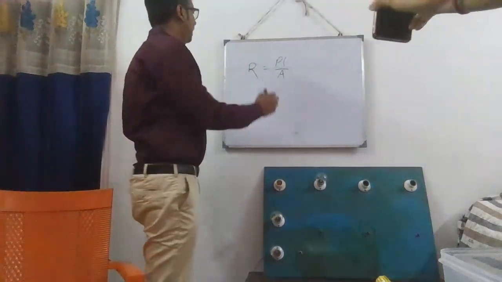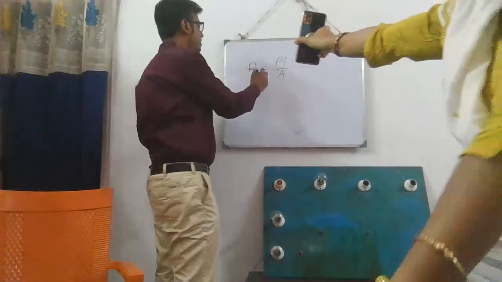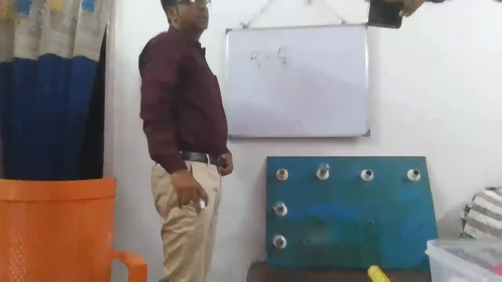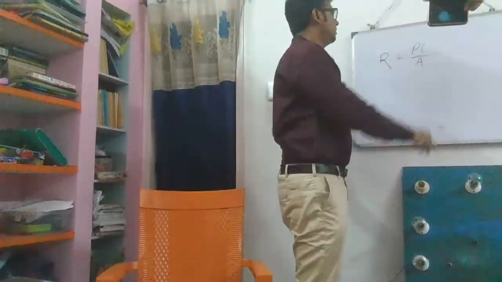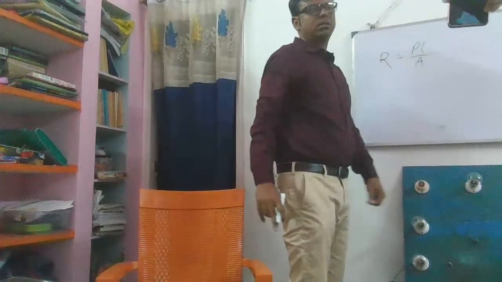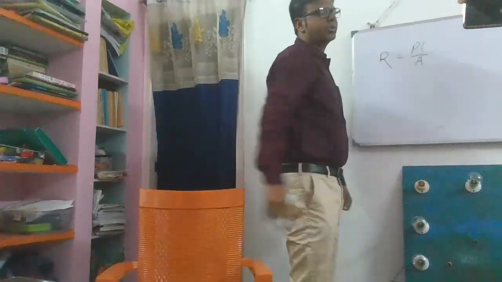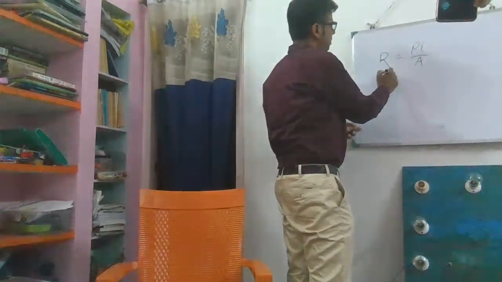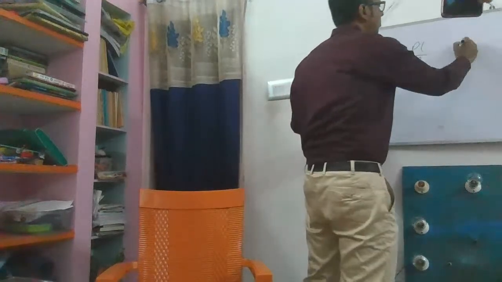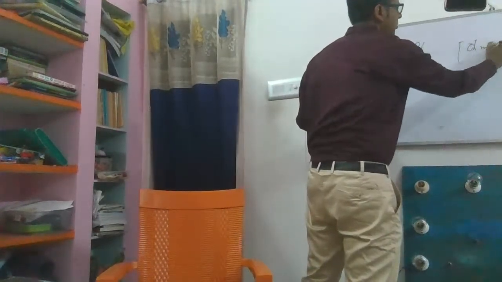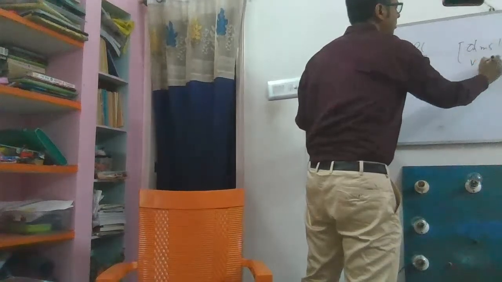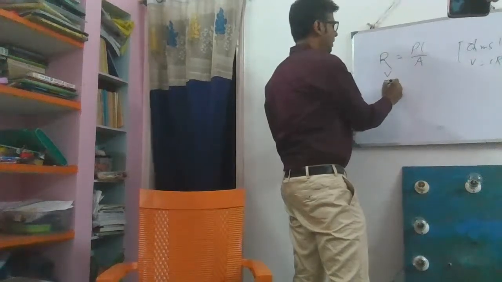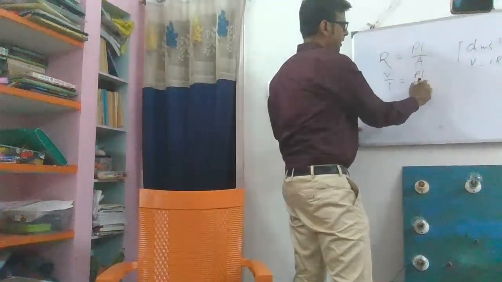R means resistance, R is resistance, and rho is resistivity, which depends on the material. L is the length of the wire, and A is the cross section of the wire. So R is equal to that. V is equal to I into R, that is Ohm's law. So obviously R equals V by I equals rho L by A.